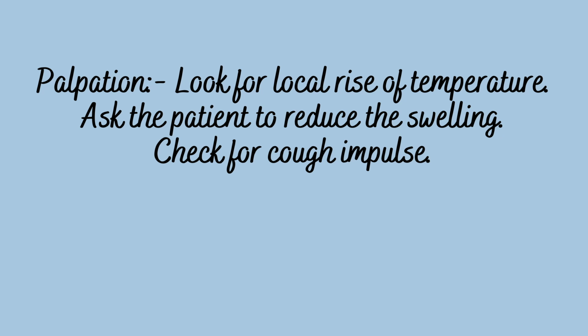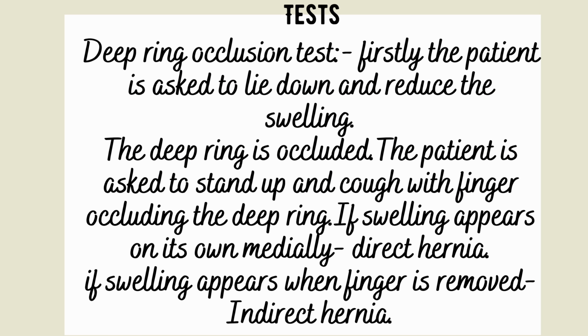Now next come the important tests of inguinal hernia. The first is the deep ring occlusion test. In this test, you have to ask the patient to lie down and reduce his swelling. Now with your finger, you occlude the deep ring. Now you ask the patient to stand up and cough with your finger occluding his deep ring. If swelling appears on its own medially, direct hernia. If swelling appears only when you remove your finger, that is indirect hernia. So the deep ring occlusion test is used to check whether it is direct or indirect inguinal hernia.